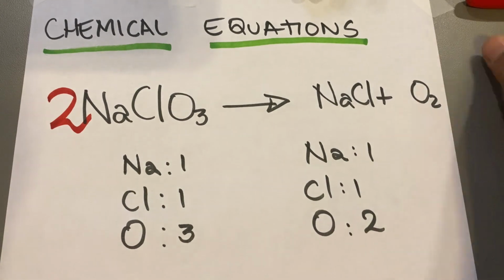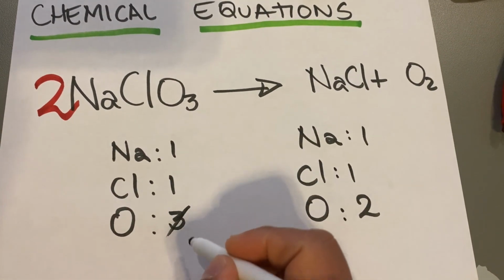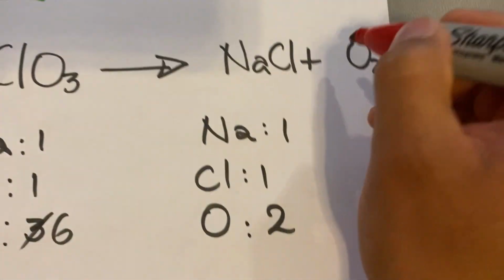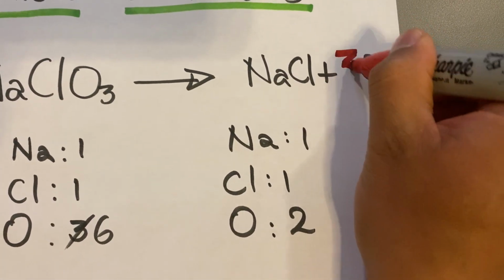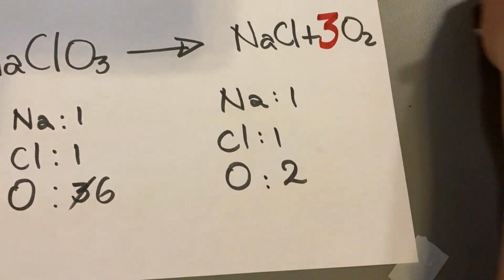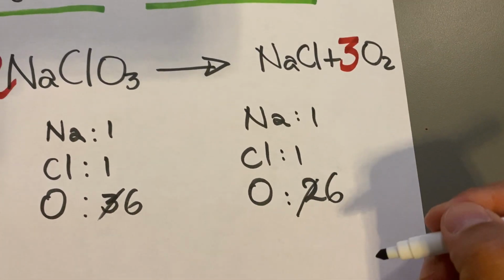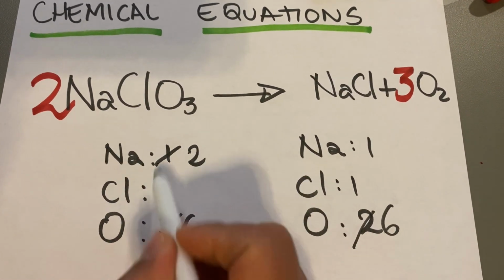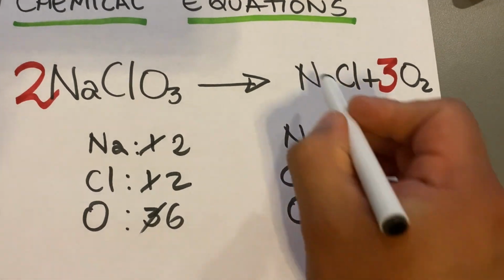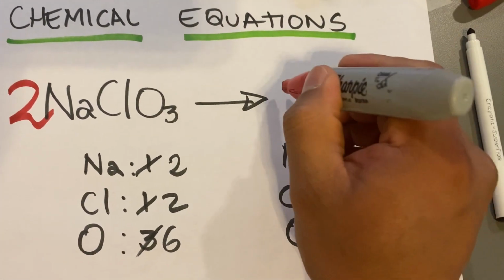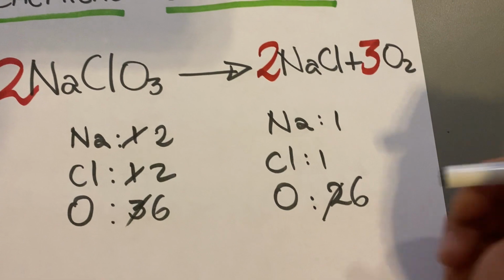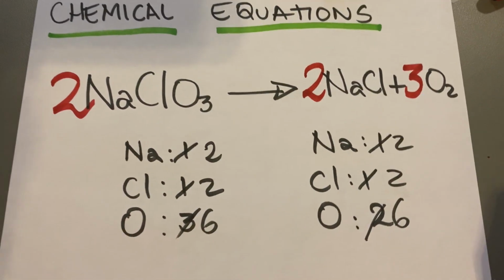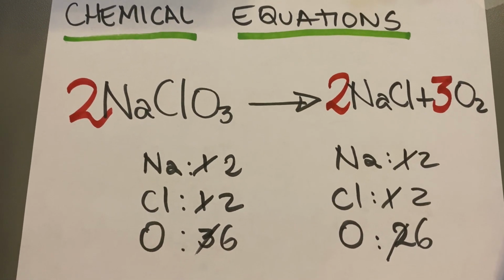That's why I'm adding a coefficient of 2 in sodium chlorate. This is going to give us a total amount of 6 for oxygen on the left. So to have the same number on the right, I'm adding a coefficient of 3 in oxygen. This is going to change the amount of atoms of sodium and chlorine. And to have the same amount of atoms in the product side, we're adding a number 2. Now our chemical equation is balanced.